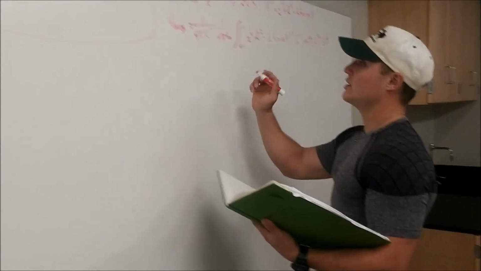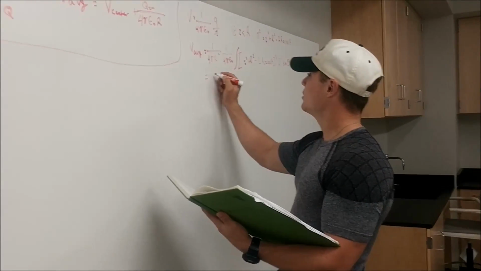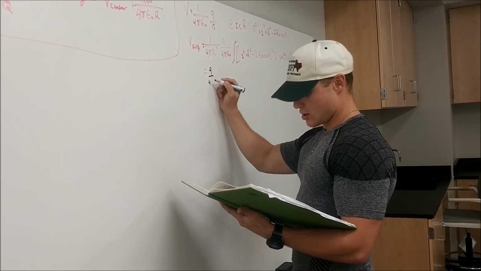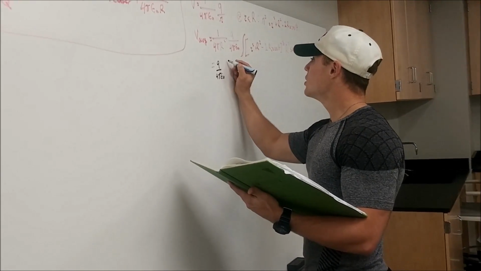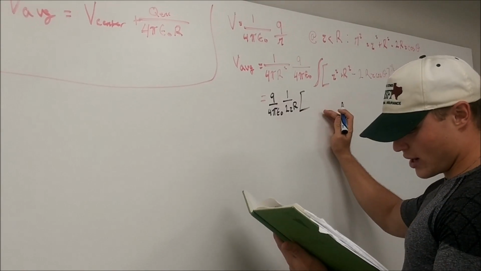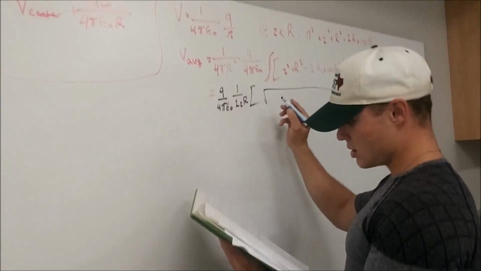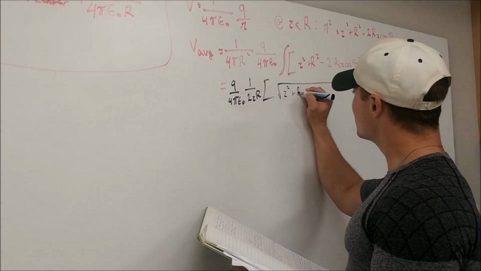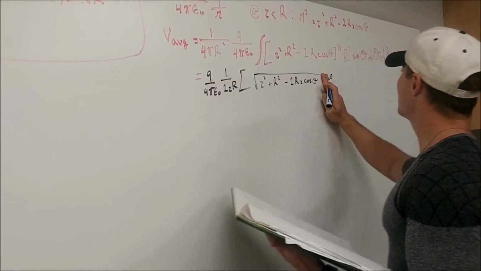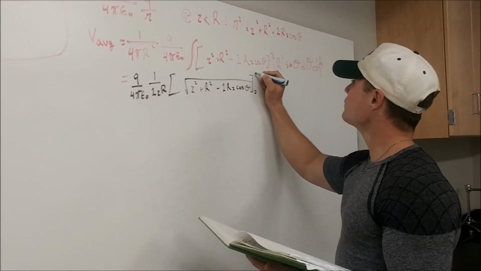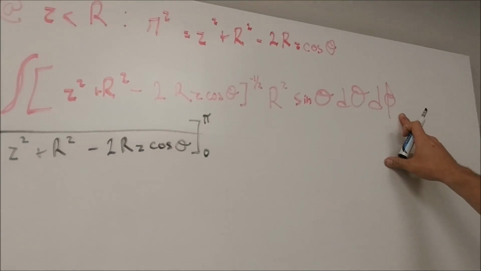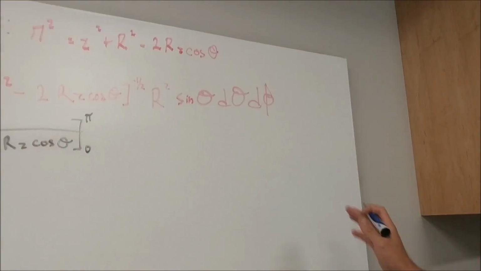So then, when you solve this, this comes out to be Q over 4 pi epsilon sub naught times 1 over 2Z big R, and then when you integrate, you get the square root of Z squared plus R squared minus 2 big R z cosine theta from 0 to pi. Okay? So now, because of the range of d phi, when you integrate phi, its bounds are always from 0 to pi.